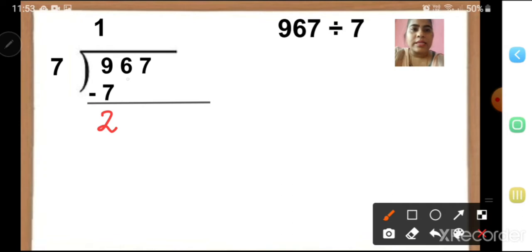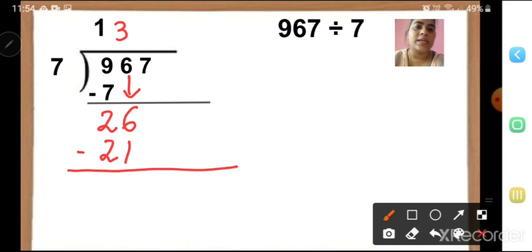After that, the next number we will write down, number 6. Children, now 26 will not go in 7's table. So we have to find a nearby number which is smaller than 26. Correct? So it is 7 3s are 21. Then again we have to subtract. 6 minus 1 is 5. 2 minus 2 is 0.